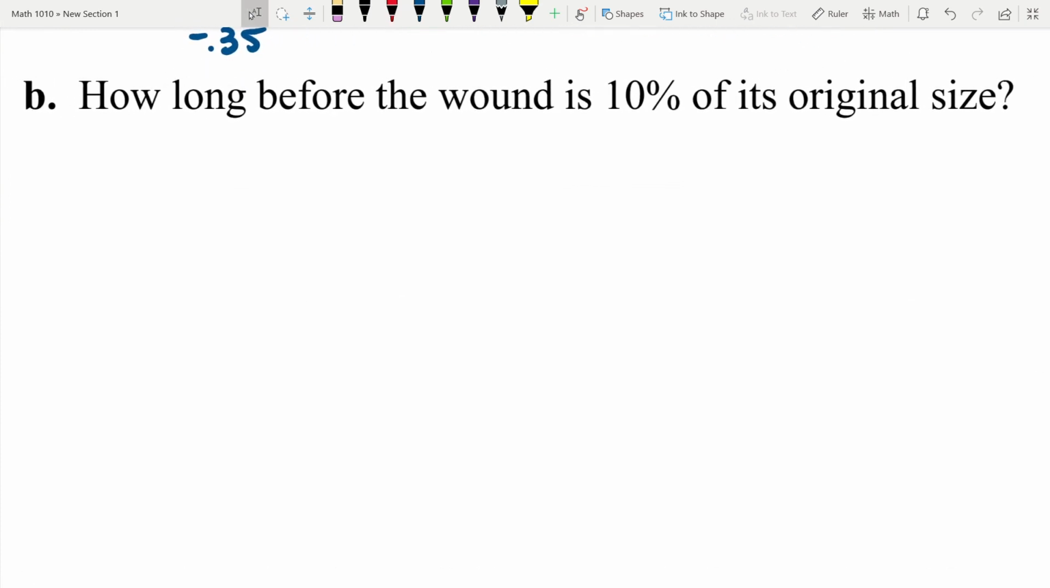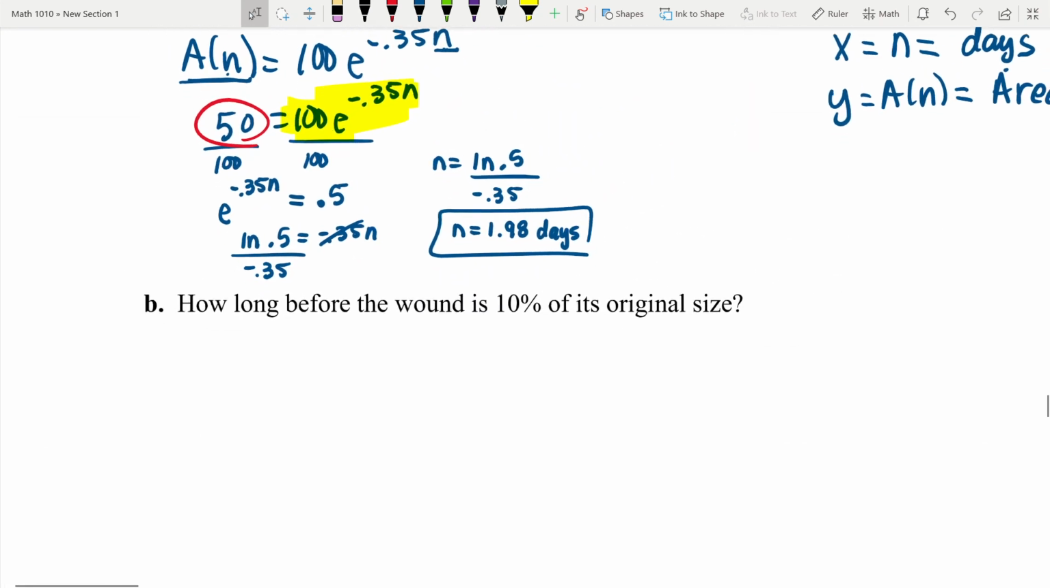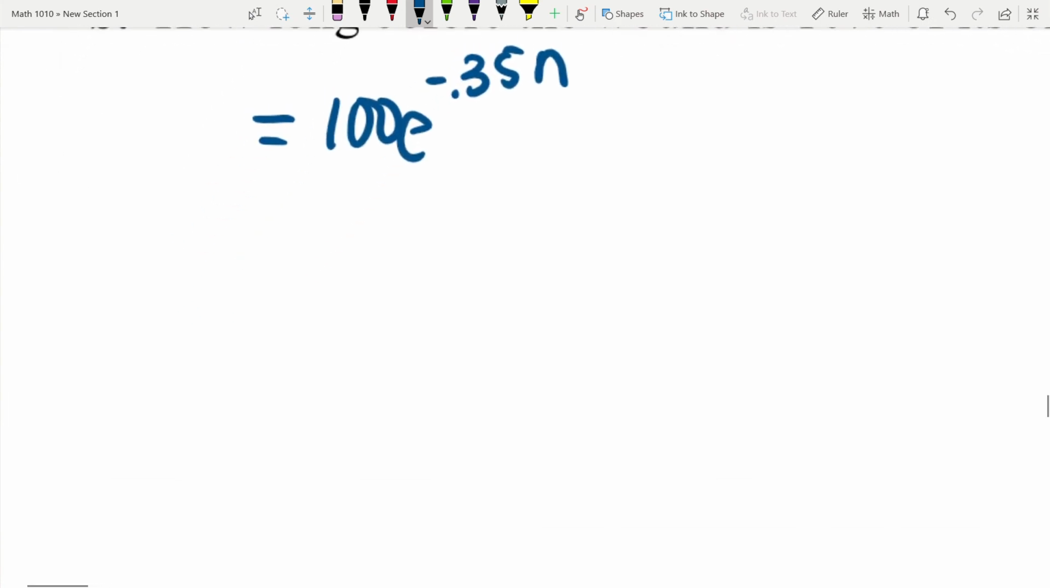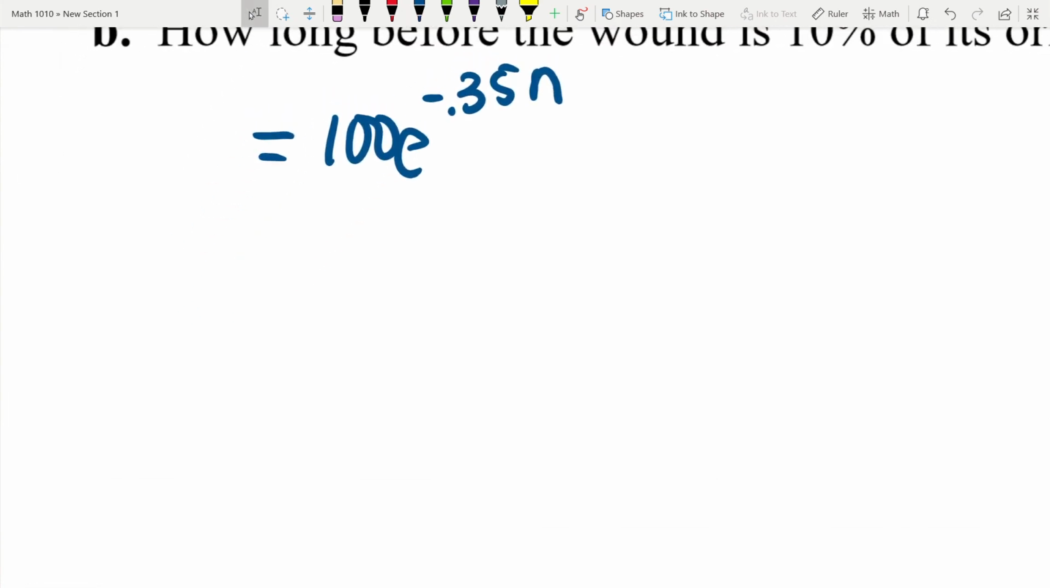How long before the wound is 10% of its original size? So how long? They're looking for time. So that's 100e to the negative 0.35n. Can anybody in the room tell me what to put on the other side? 10% of the original. What do I put? Originally is 100. What's 10% of 100? 10. 10% of 100 is 10. Am I stuck? Everybody in the room tell me. No.